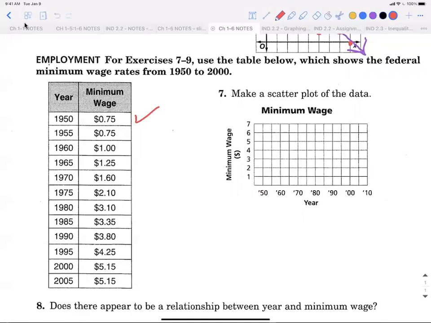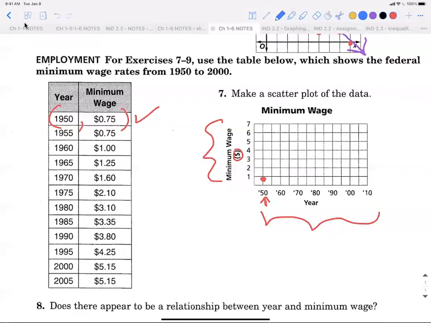So I've got 1950, minimum wage is 75 cents. Notice you've got your years along here. You've got your money here in dollars, okay? So kind of get to know your graph. So I'm going to plot, remember this is an ordered pair, an X and a Y. So I'm going to go to 1950, which is right here, and I'm going to go up to 75 cents, which is just under $1, okay?